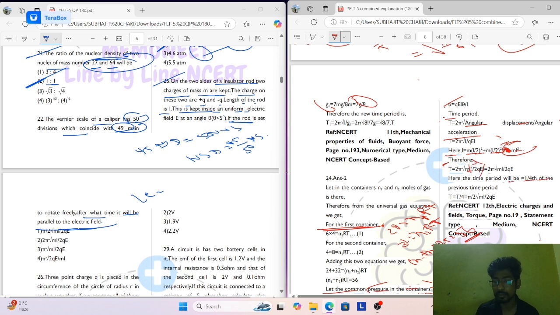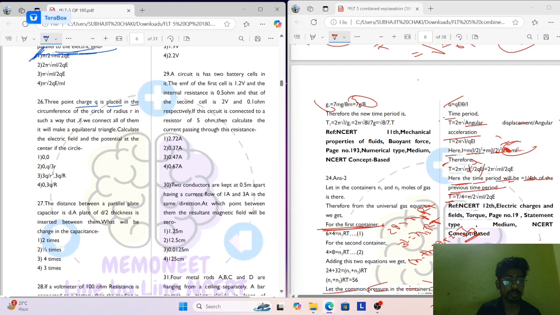Here the time needed is 1 by 4th of the previous time period, right? Why? Because it rotates through a quarter of a period to become parallel to the electric field. So therefore from here you can say 1 by 4th of the previous time, so T dash equals T by 4. So T dash will be equal to pi by 2 root of ml by 2qE. Therefore, option number 1 will be the correct option here.